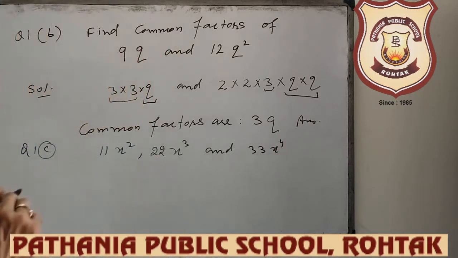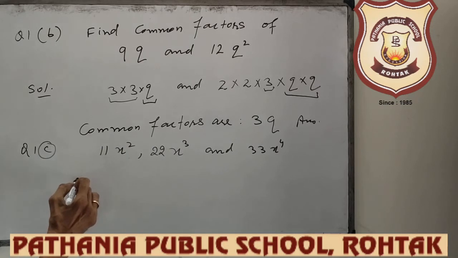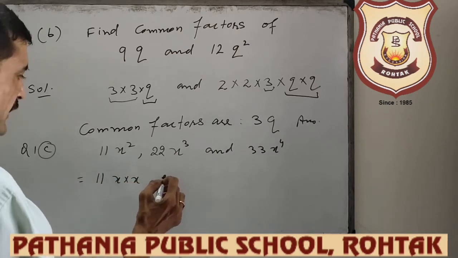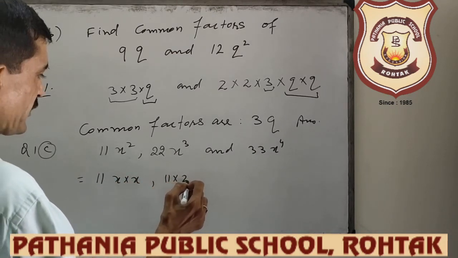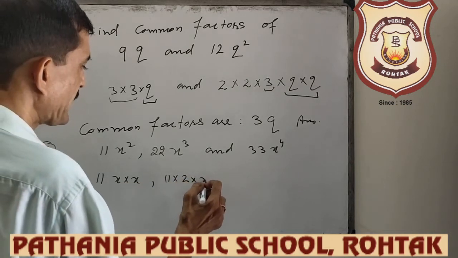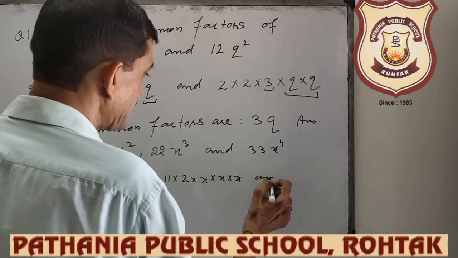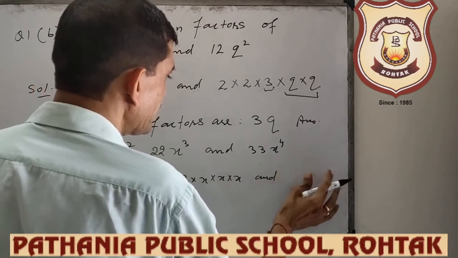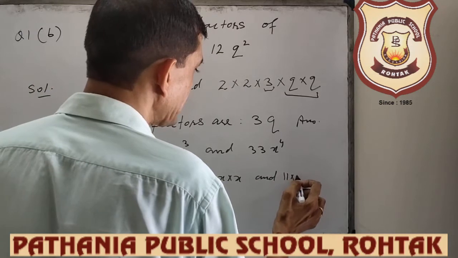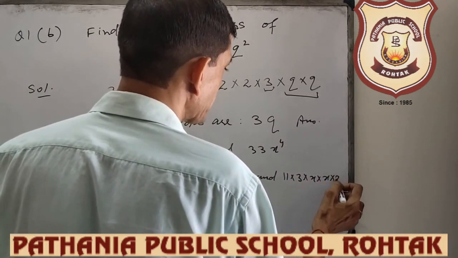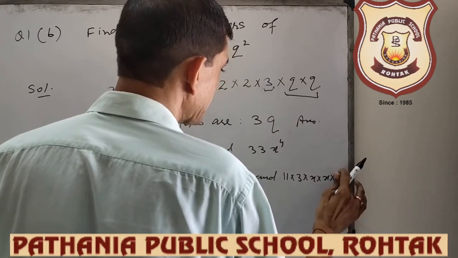So break all these into prime factors. 11's prime factor is 11 as it is. x square means x into x. 22 can be written as 11 into 2, and x cube can be written as x into x into x, and 33 is 11 into 3, and x raised to the power 4 means x into x into x into x.